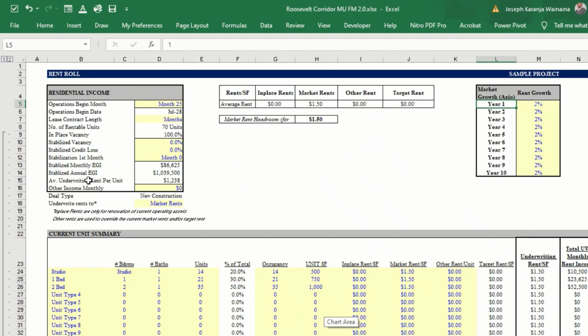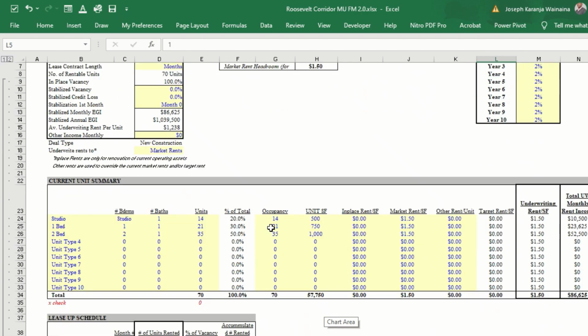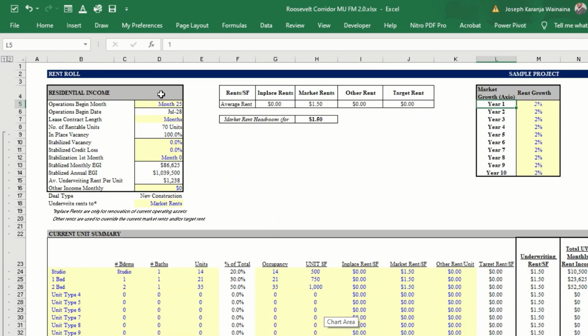For the residential rents, this is the section with the rent roll that we built. This one is based on a projection forecast. You can see here we have the assumptions for the rental income: the operations begin date, the lease contract length, which is a month, and the total rentable units, which is the development program, 70. In case of any assumption for the stabilized vacancy, you can indicate it here.